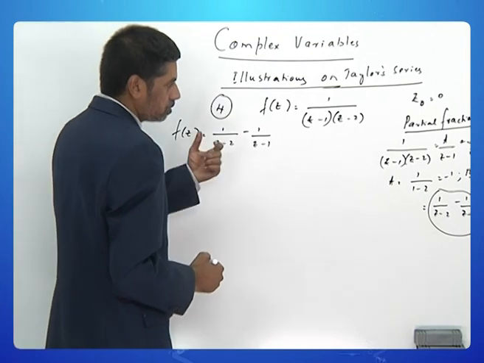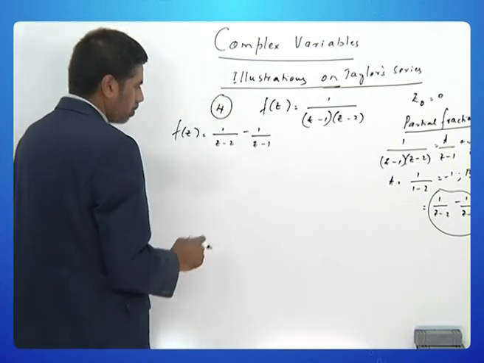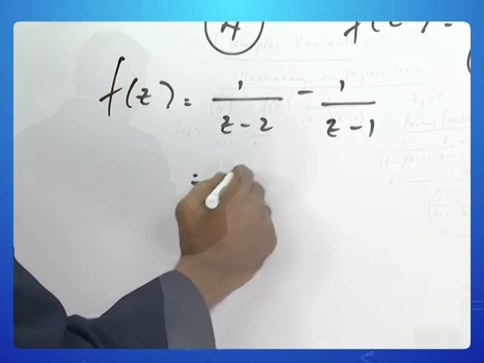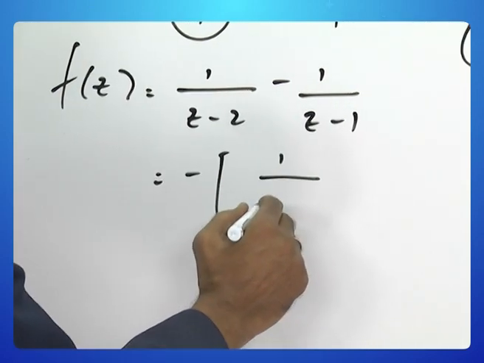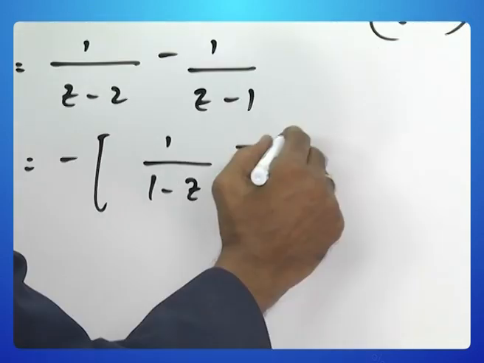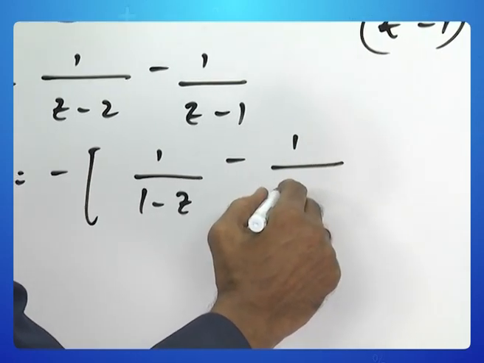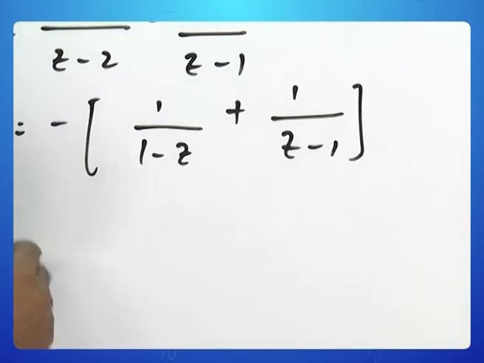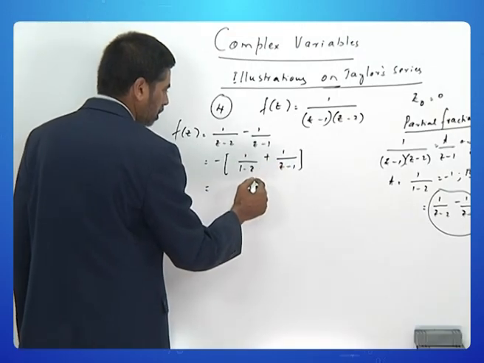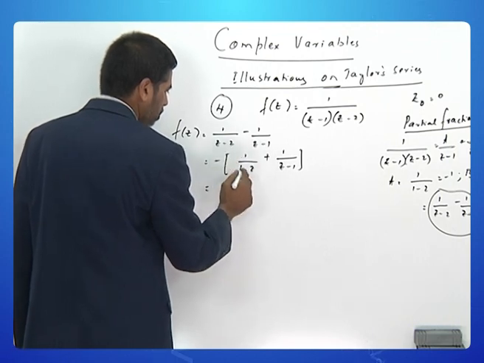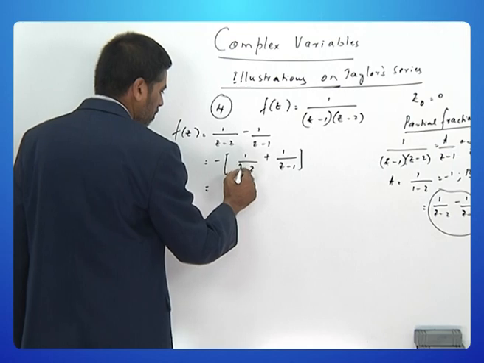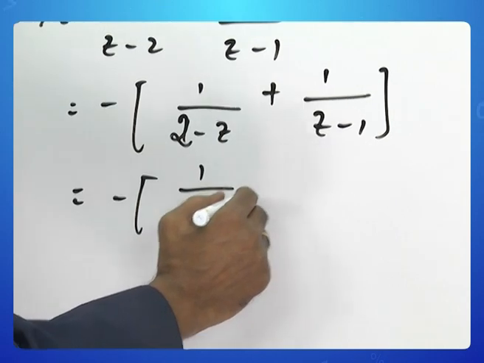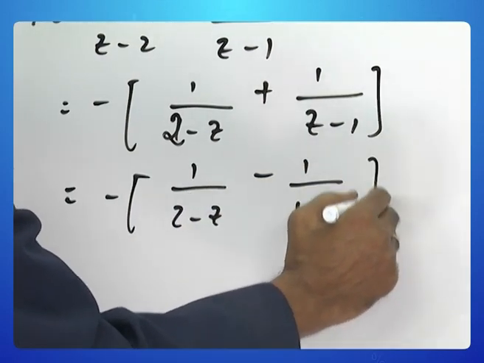Since we are looking for the power series, we will have to write this in the reverse direction, 2 minus z, for which you have to take a minus sign common. So minus of 1 by 1 minus z minus 1 by z minus 1. In fact, this will be plus z minus 1. You have to reverse the sign here. This is 2 minus z. So 1 by 2 minus z minus 1 by 1 minus z.